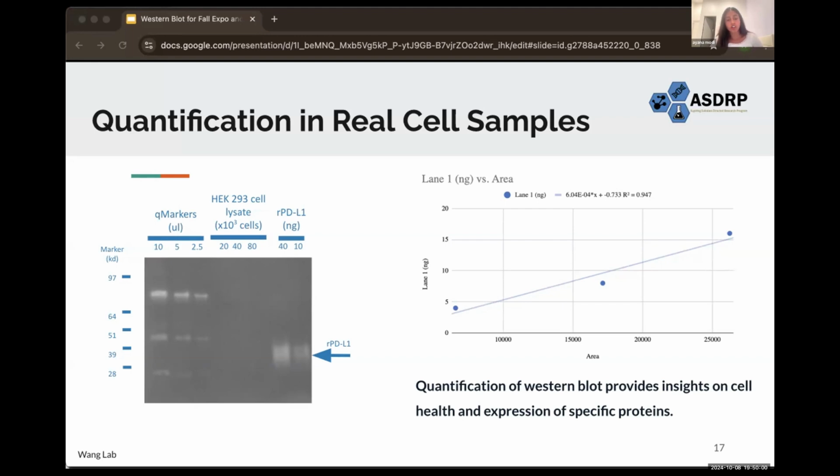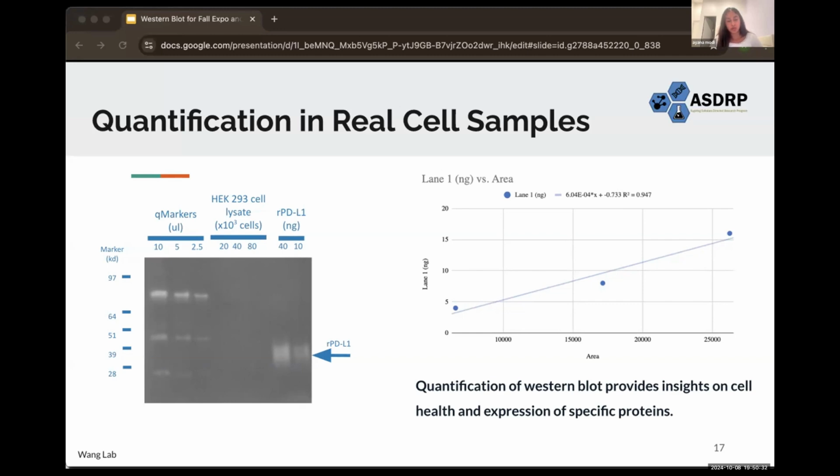As seen in the Western blot, there are no bands present in the HEK293 lysate lanes and bands present in the rPD-L1 lanes. Upon further quantification using ImageJ software and the creation of a standard curve, which is seen on the right, we can determine that rPD-L1 was loaded at a range of around 10 to 15 nanograms and that there is no PD-L1 expressed in the cells. Quantification, therefore, provides more detailed insight into biological events like cell health and can provide us with numerical data. This then leads to higher quality research and reproducibility.